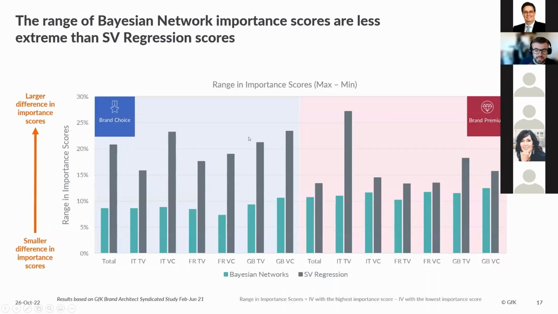So here we've calculated this for every cell. And what you can see is for both brand choice and premium, the ranges in the importance scores are higher for Shapley value regression, especially for the drivers of brand choice. These ranges are notably higher. And part of the reason for this was what I said earlier, that the top driver is much higher for the Shapley value regression than for the Bayesian network.